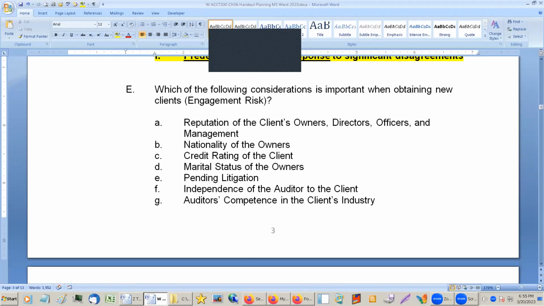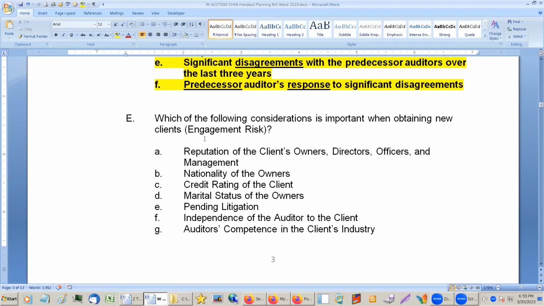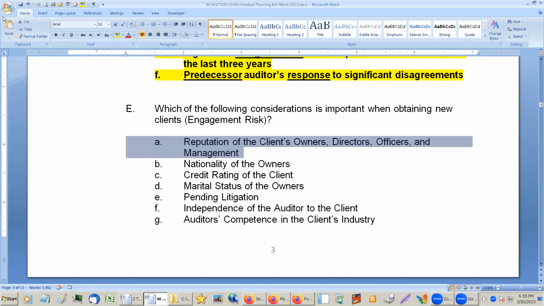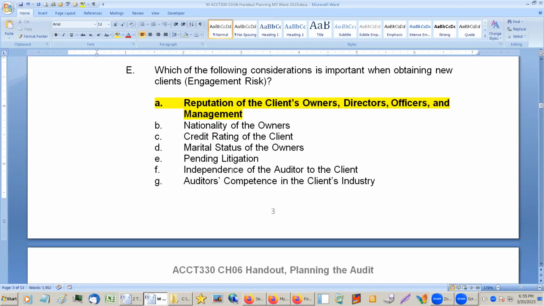Okay, let's finish this one, then we'll call it a day on this handout. Which of the following considerations is important when obtaining new clients? Engagement risk. Okay, how about A? Is that important? Yes. Yep. B, nationality of the owners. No.